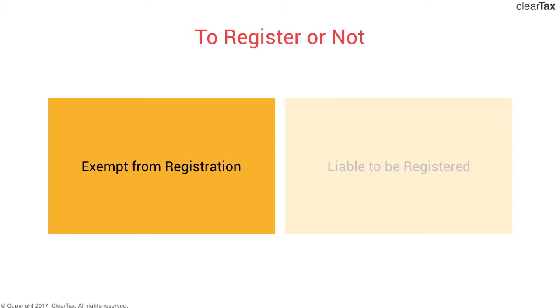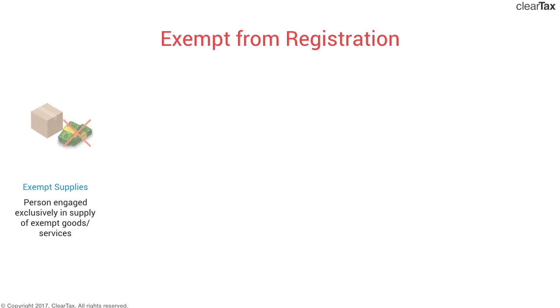There are 5 parties who are exempt from registration. The first one is very, very logical. Those who are exclusively involved in exempt supplies. Now, because they do not have to pay any tax, they do not have to collect any tax, they are exempt from registration itself. Exempt supplies, exempt from registration.